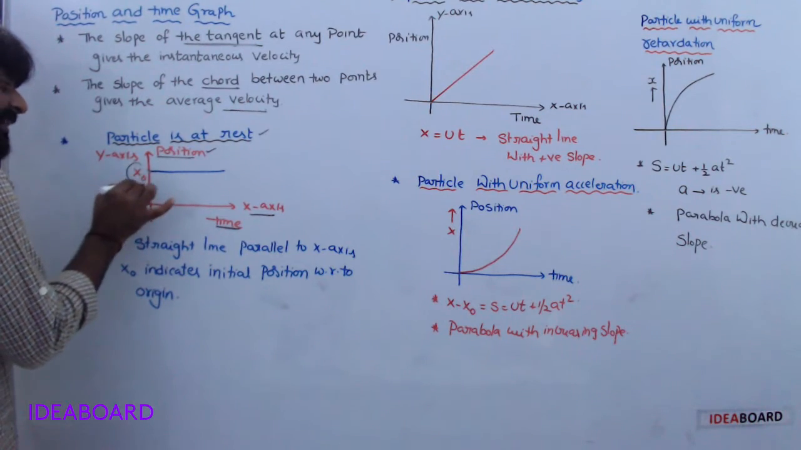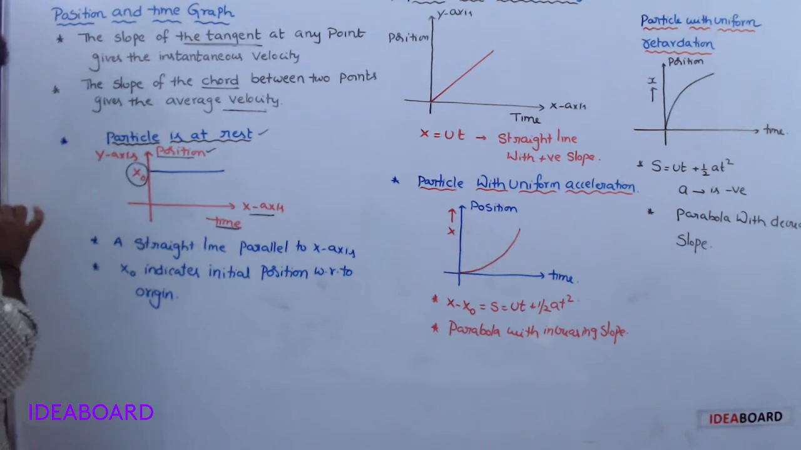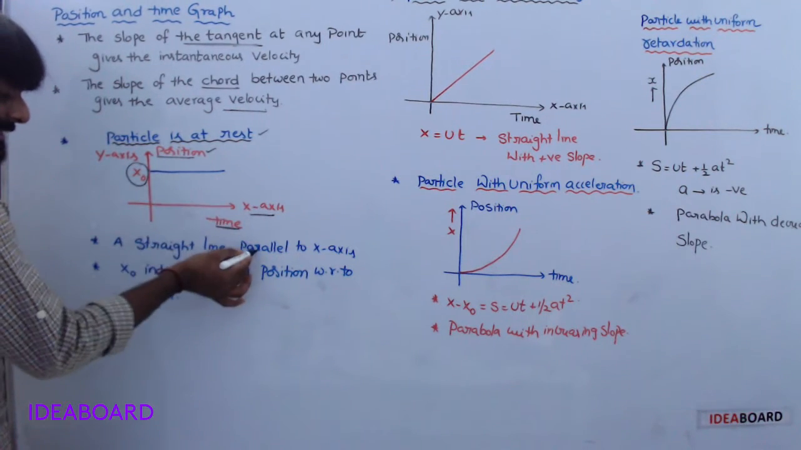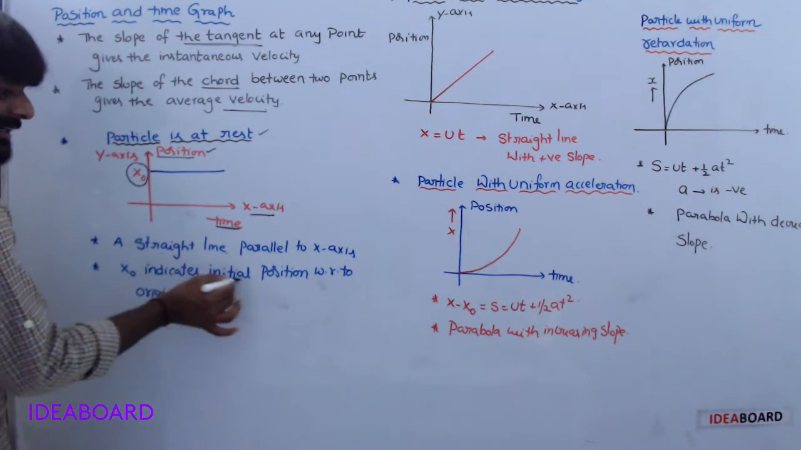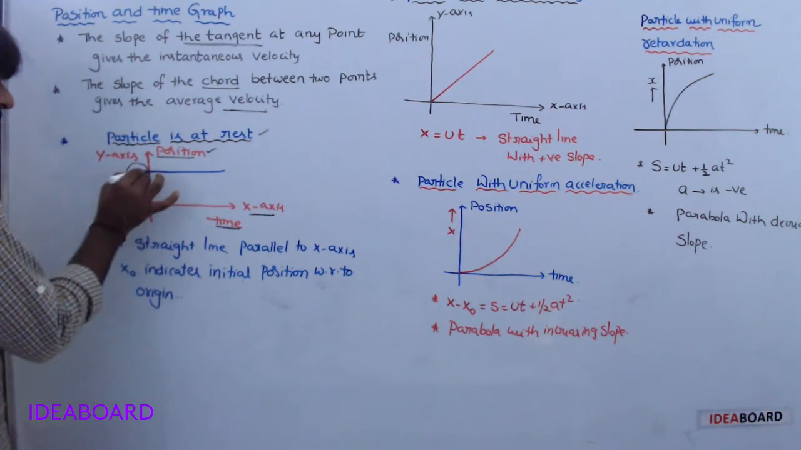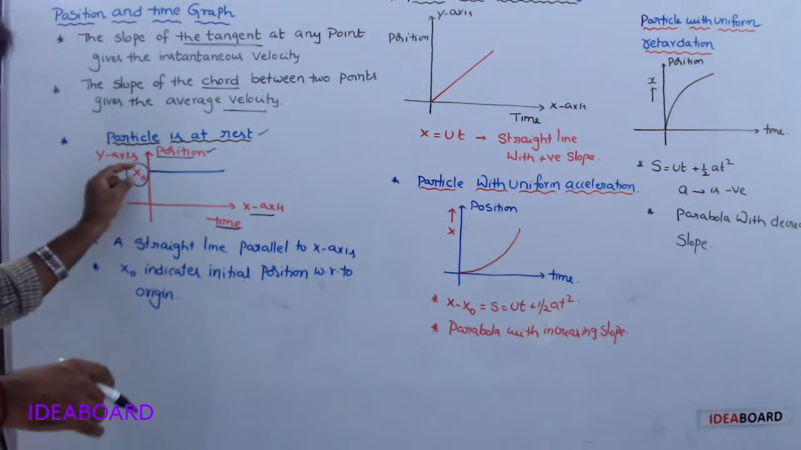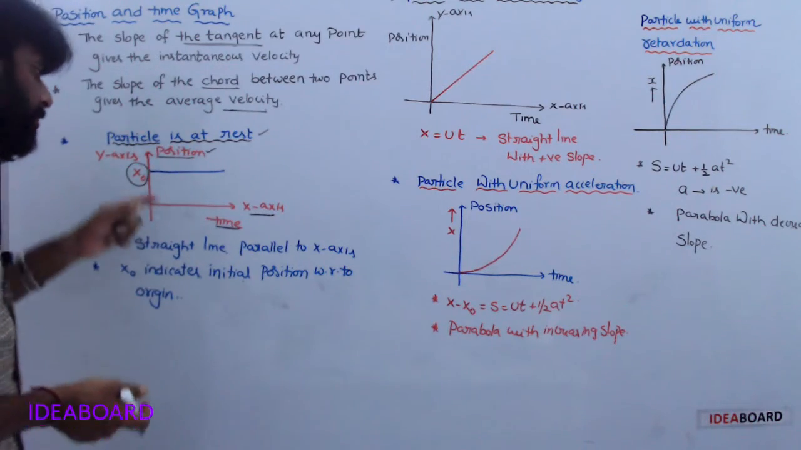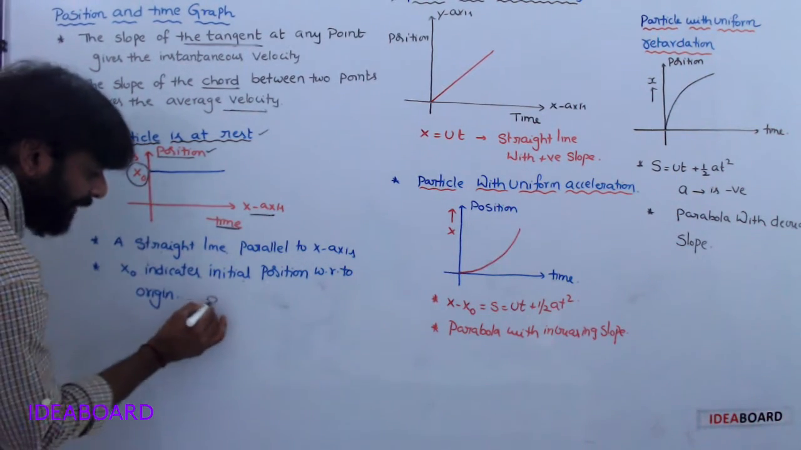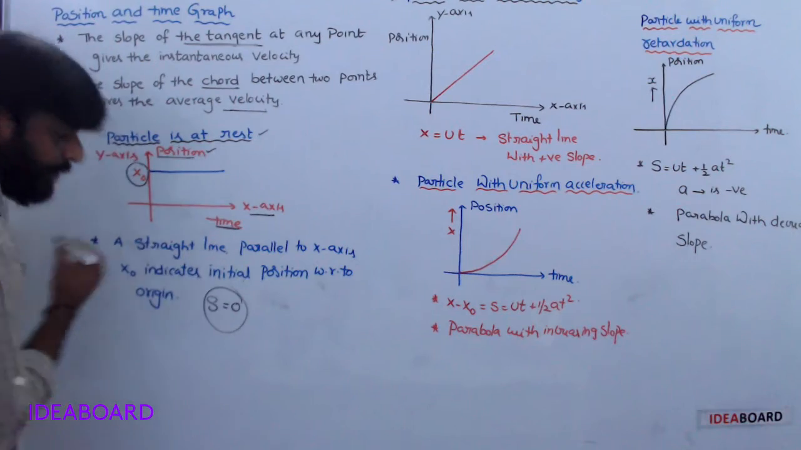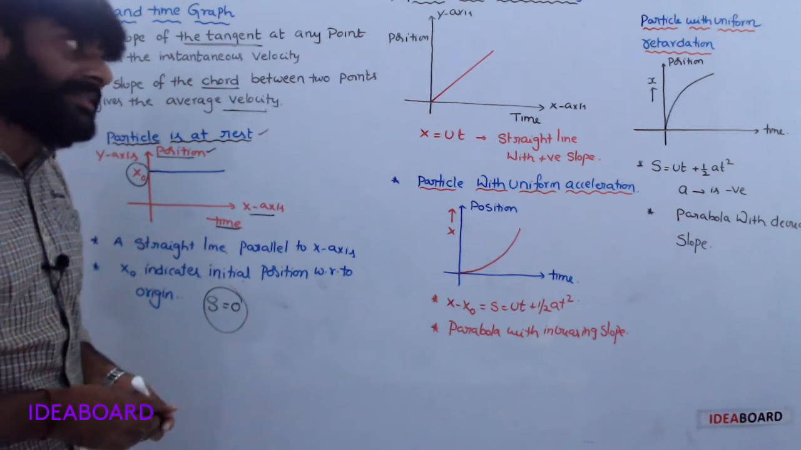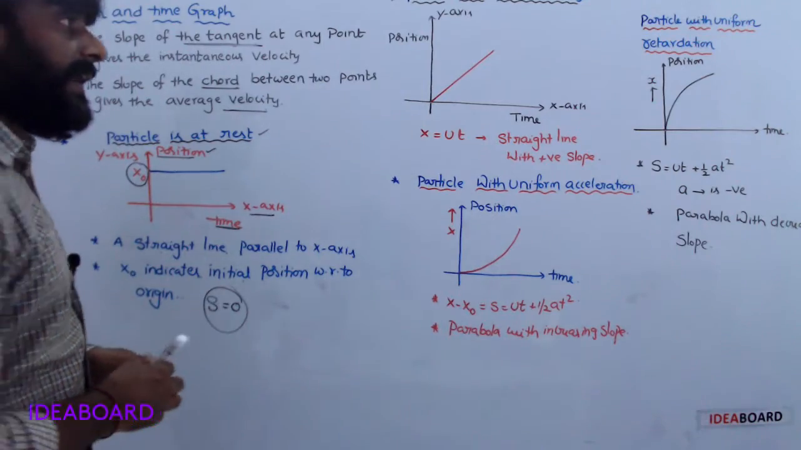That means that position does not change with respect to time. Position is, as usual, a straight line parallel to the x-axis. X naught indicates the initial position with respect to the origin. That means initial position and final positions are the same, it does not change its position. So in this position, what about displacement? Displacement is equal to 0 because the initial position and final position are both the same. Understood?